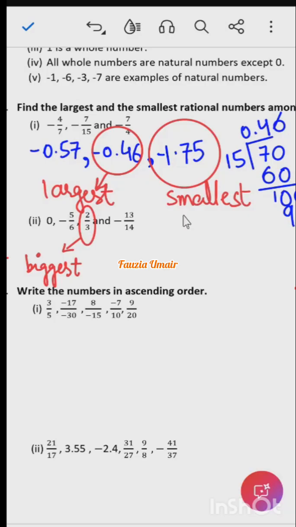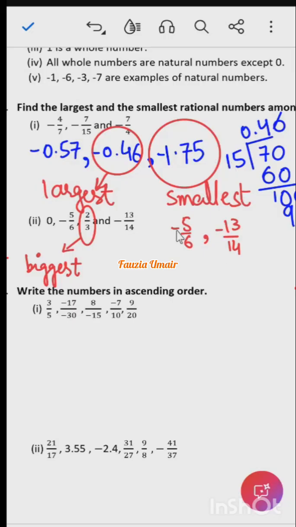So now the smallest number comes. We know that 0 is bigger than negative numbers. So actually we have to compare these two. We need to compare only minus 5 by 6 and minus 13 by 4. These are two negative numbers. We need to compare these two to see which one is the smallest value.